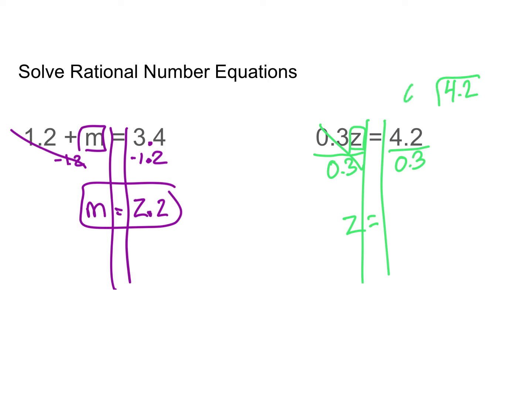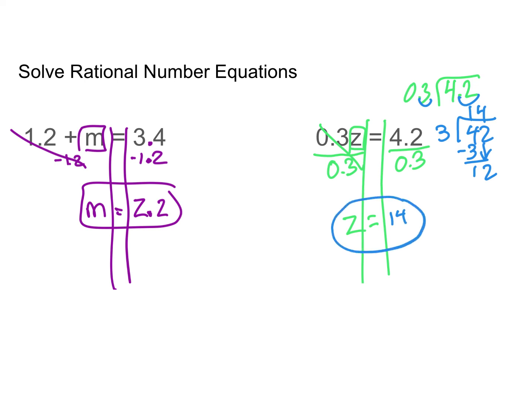divided by 0.3. I'm going to move this decimal point so that I'm taking 42 divided by 3. Much easier. 3 goes into 4 one time. Bring down the 2. 3 goes into 12 4 times. So it's 14. I don't need to move any decimal points because I did the same thing on the outside as I did on the inside.